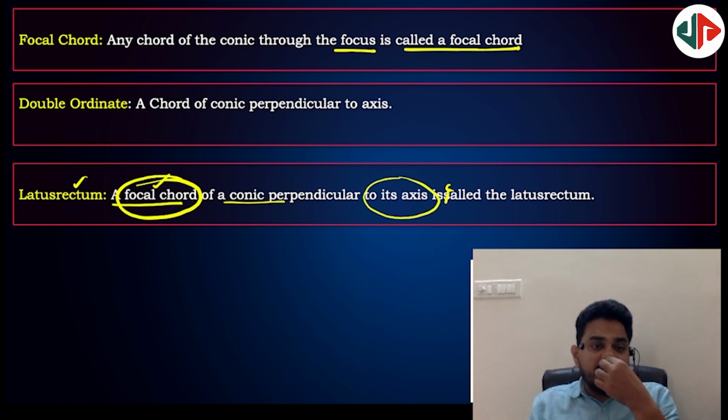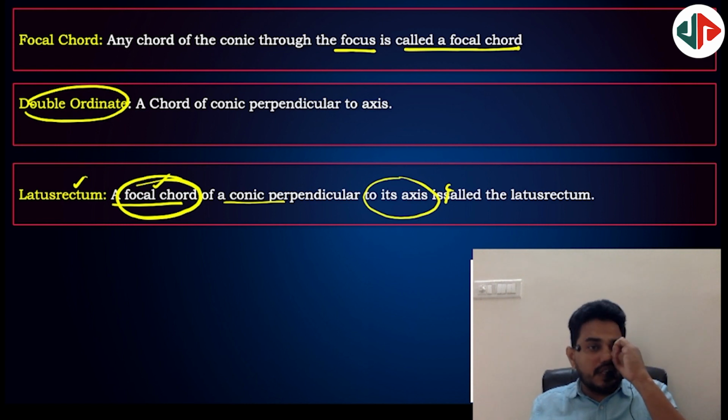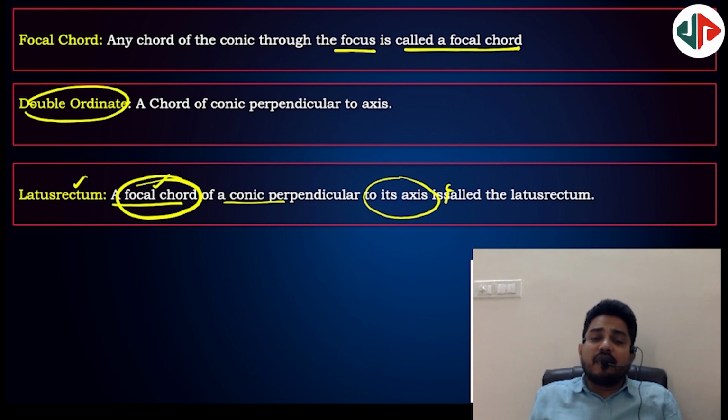Or you can say a double ordinate that passes through the focus. A double ordinate through the focus is called latus rectum, or a focal chord perpendicular to the axis is also called the latus rectum.